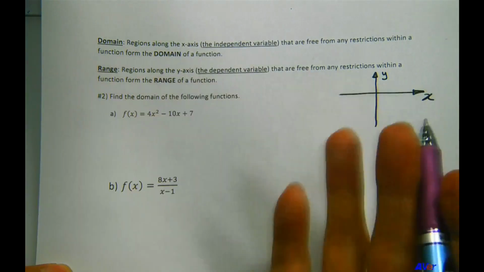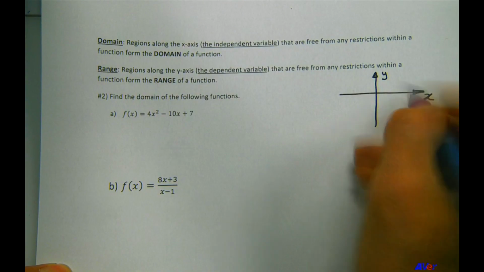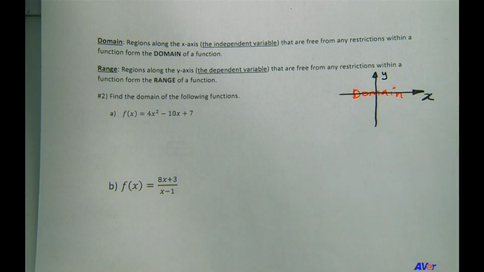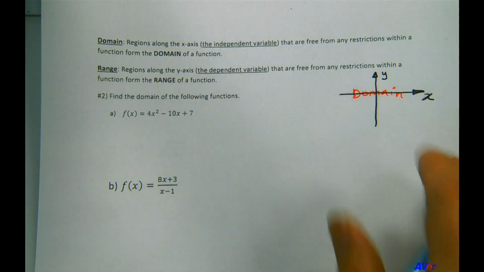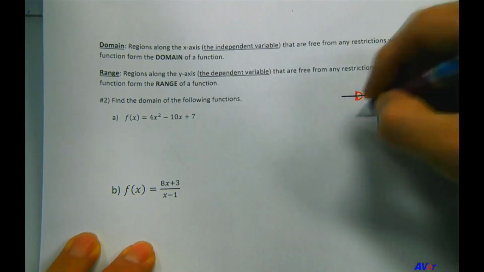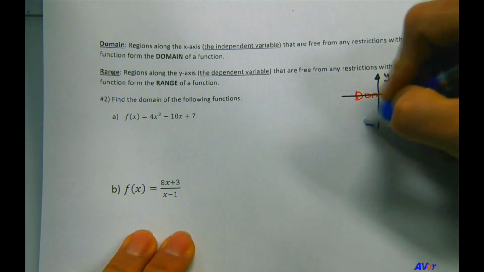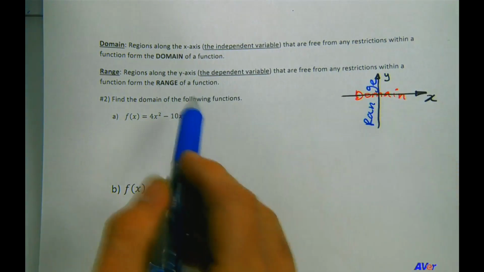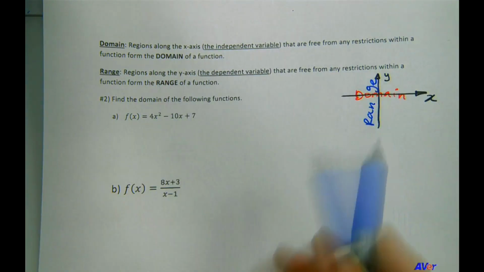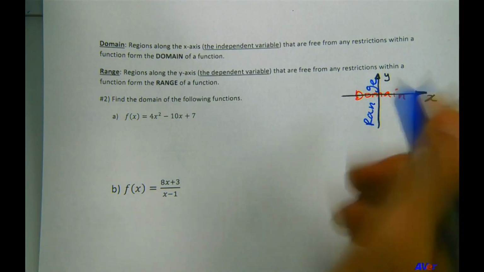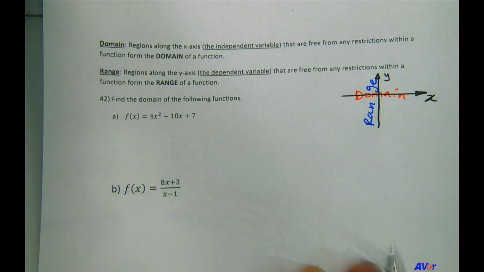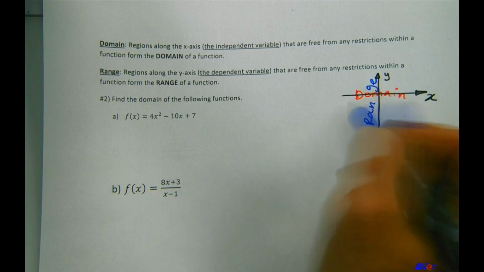So domain consists of all acceptable values along the x-axis. So that is the domain. All the acceptable values along the x-axis. Range is all the acceptable values along the y-axis. Range. So when you're talking about the domain of a function, you must force your eyes to look at the behavior of a function or all the acceptable values within a function along the x-axis.